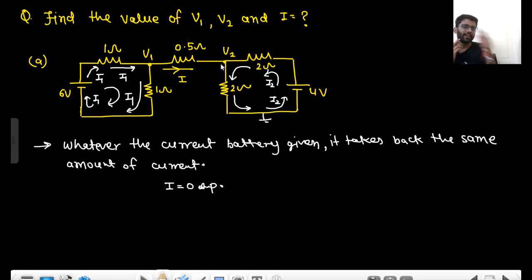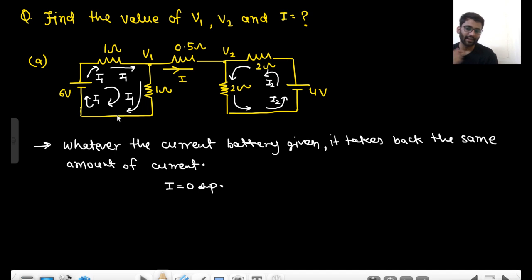Now you will say potential of V1 and V2 is equal because current is 0, so there is no voltage drop across this 0.5 ohm resistance. So potential of V1 and V2 is equal. So you will say V1 equals V2 equals 2 volt. As per this, it will be 2 volt. If I assume the ground here, it will be 3 volt.